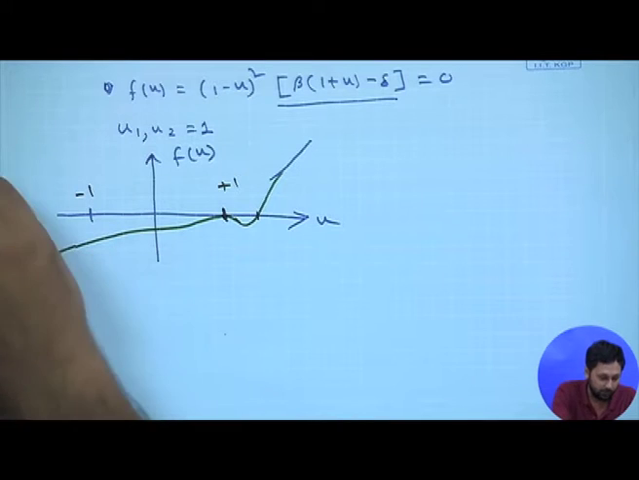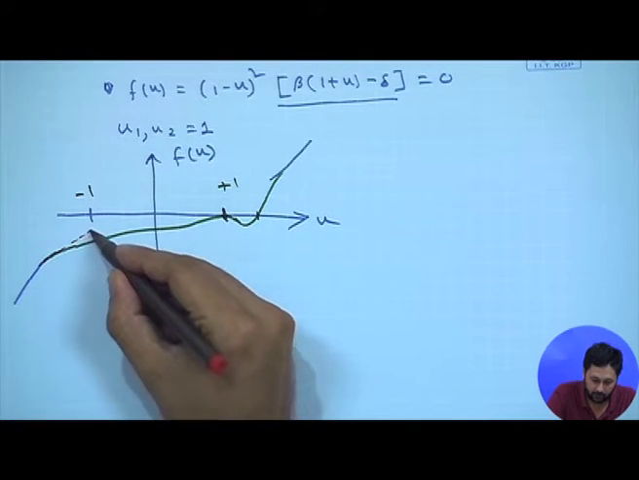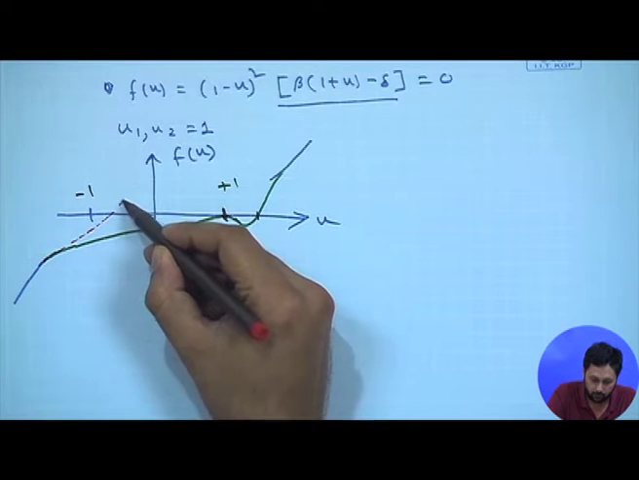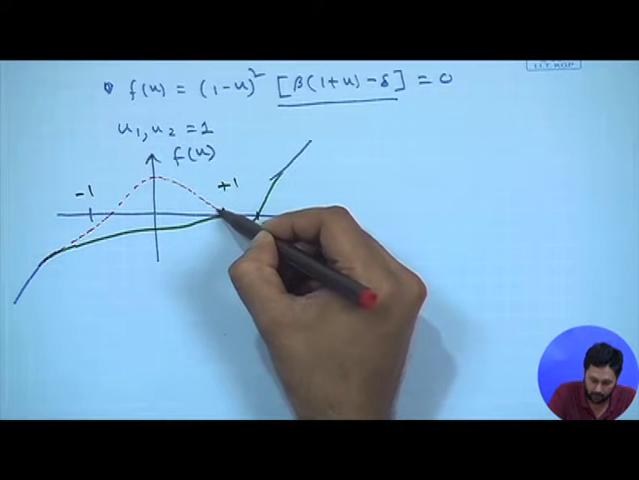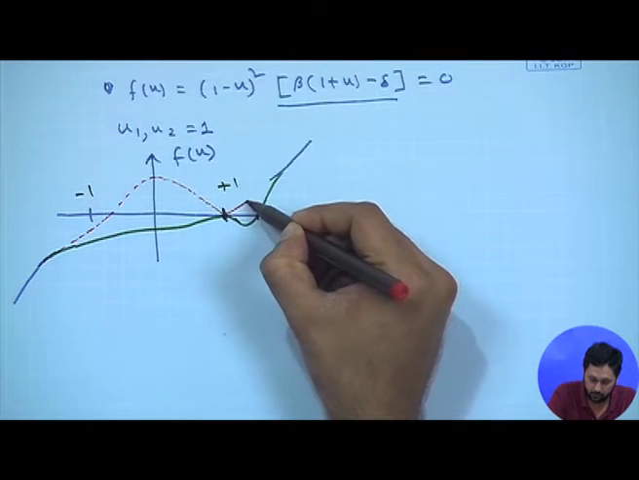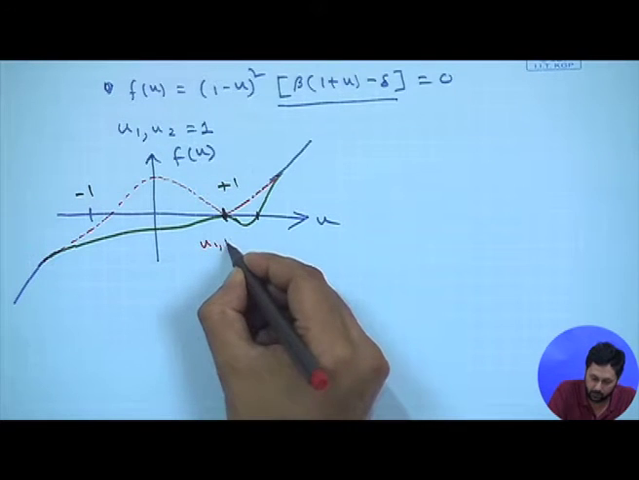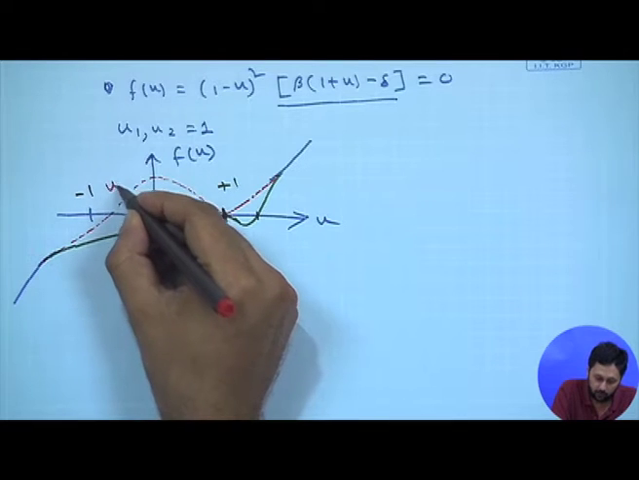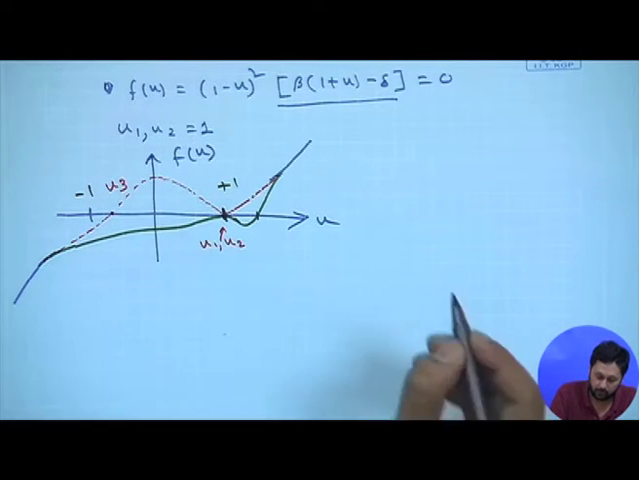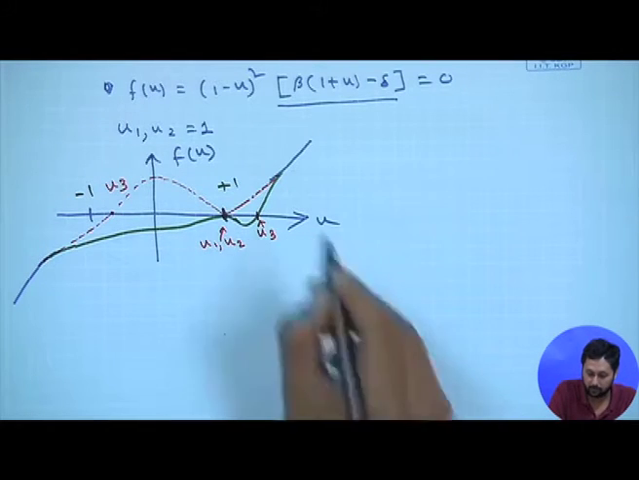On the other hand, we can have a situation which is like this. So, it crosses 0, then it comes back, touches here. So, in both cases we have u1, u2 here. In this case u3 is here, the third root, and in this case u3 is here.